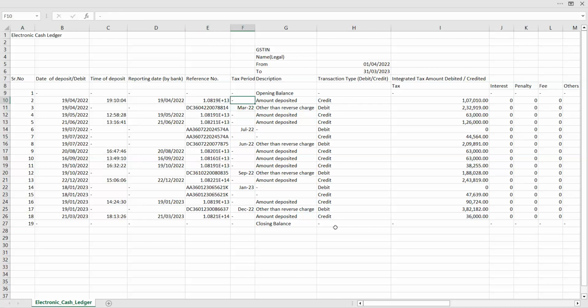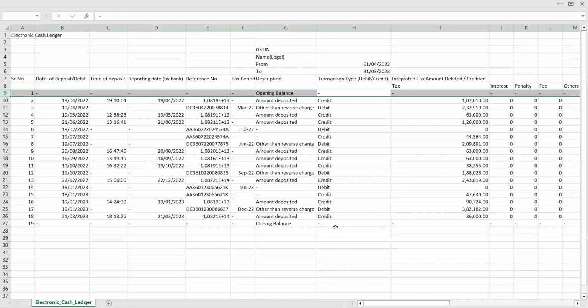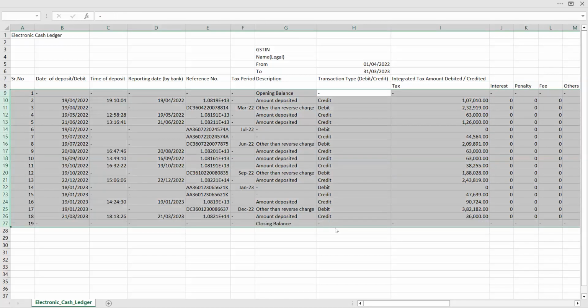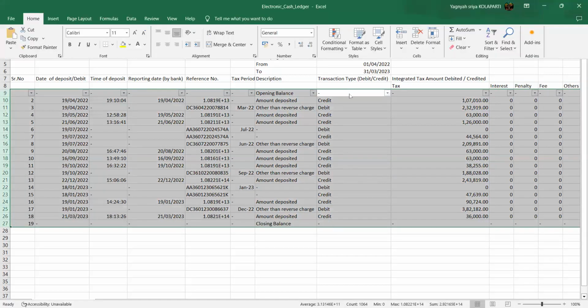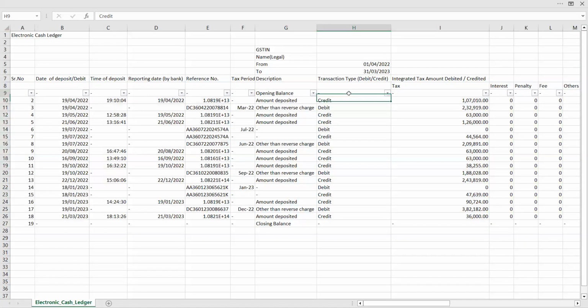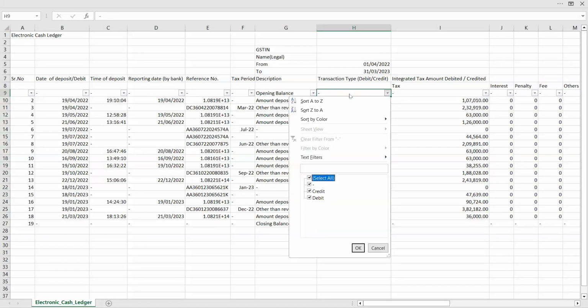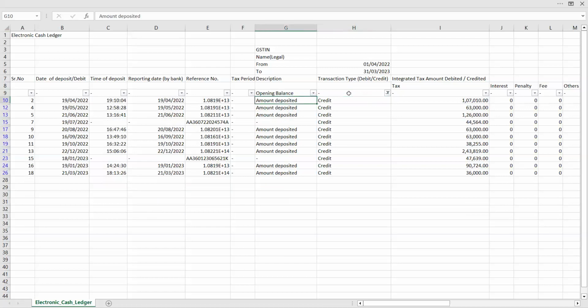See, when there is a credit, you observe here, if I filter the transaction type, credit, is there any month or tax period given? Did it give any tax period? Understand? Whatever you are crediting to the cash ledger has no relevance to your liability month or anything.